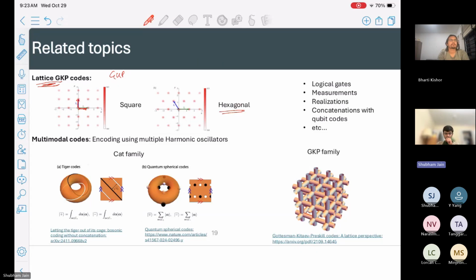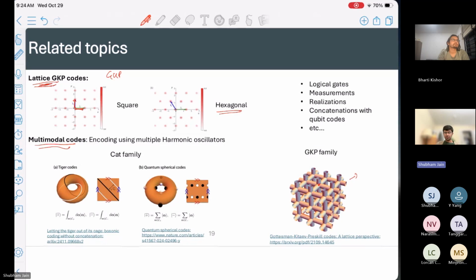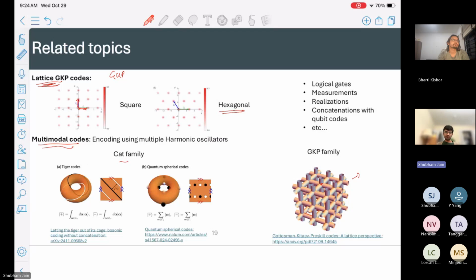But then you can also have multimodal codes. For example, in GKP codes, you can have this degree of freedom with different lattices, but you can also include more modes so that you have these 3D or 4D or however many dimensions of lattices. And you can define your GKP family on any of these lattices. So all of these points would be the states which are superposed to create these GKP code states. Then you can have multimodal codes in other families as well, like the cat family. You can have multiple cats working in different modes separately. You can concatenate these things.